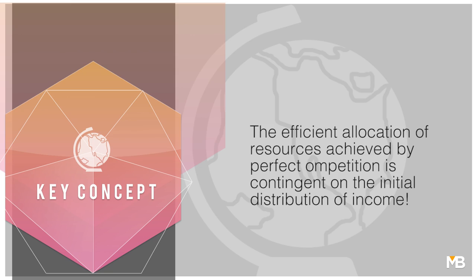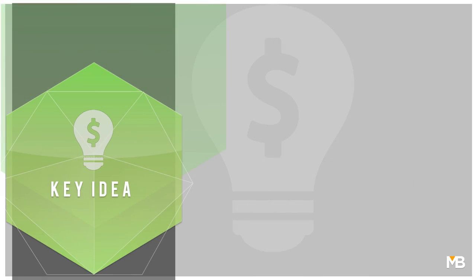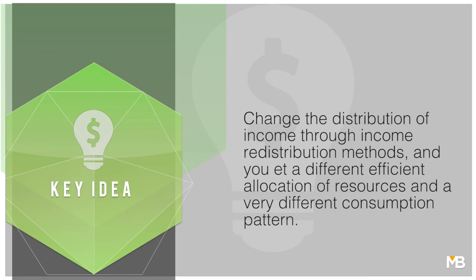Let me repeat that. The efficient allocation of resources achieved by perfect competition is contingent on the initial distribution of income. The key idea here is that if you change the distribution of income across the rich and middle class and poor segments of an economy and a society through income redistribution methods, you can actually get a very different efficient allocation of resources and, by implication, a very different consumption pattern.